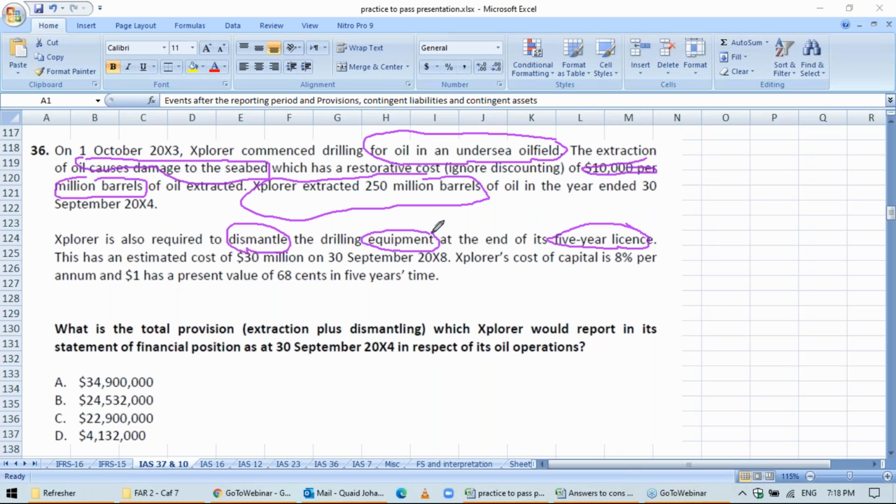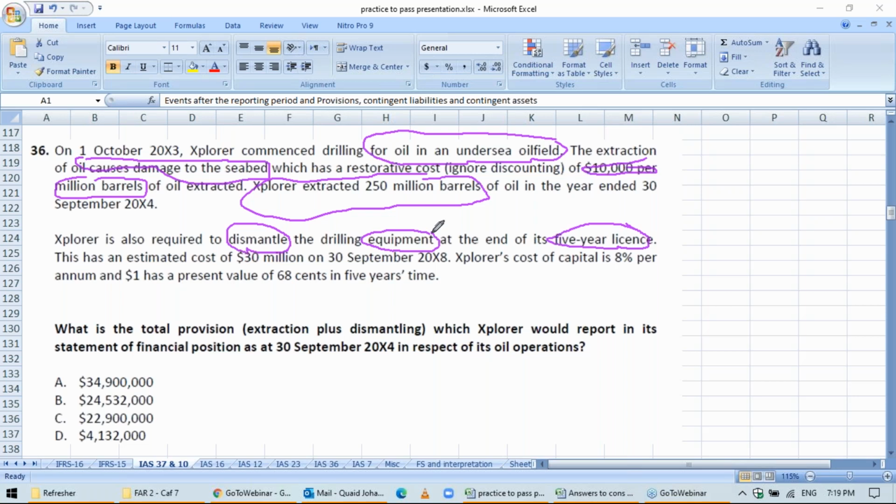They have started drilling it out. So the equipment should have been installed on 1st of October 2003. So they have committed 2 liabilities. One liability for dismantling and the second for restoring the seabeds, right? So this is what's important. Now, remember one more thing in mind, that the payments will take place in future, in 5 years' time or after 1 year's time.